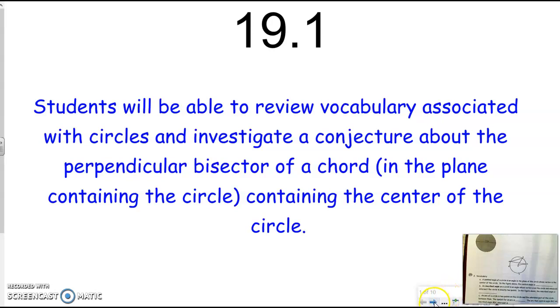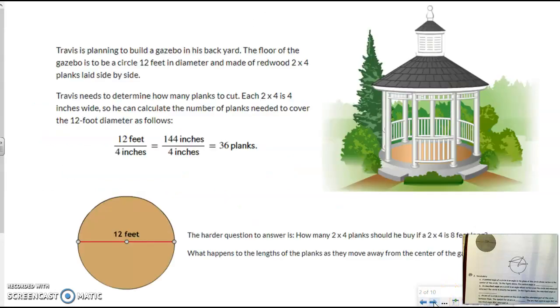The first thing we're going to look at is this example. Travis wants to build a gazebo in his backyard, and the floor of the gazebo is a circle with a 12-foot diameter. He wants to use 2x4 redwood planks laid side by side, and he needs to determine how many planks to buy. They're each 4 inches wide. He calculates the number of planks needed to cover the 12-foot diameter as follows: 12 feet across is the same thing as 144 inches, and if each plank is 4 inches wide and you divide, he would need 36 planks.